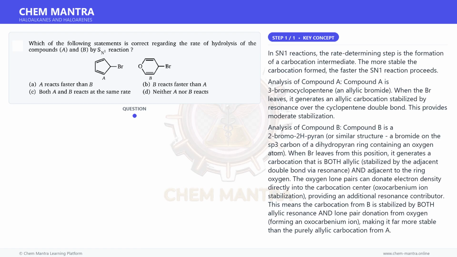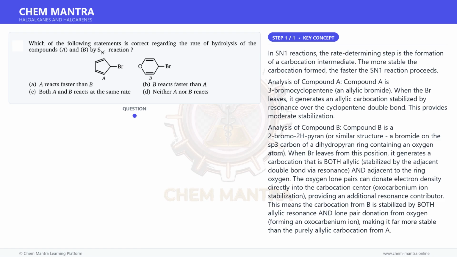Analysis of compound A. Compound A is 3-bromocyclopentene, an allylic bromide. When the Br leaves, it generates an allylic carbocation stabilized by resonance over the cyclopentene double bond. This provides moderate stabilization. Analysis of compound B.